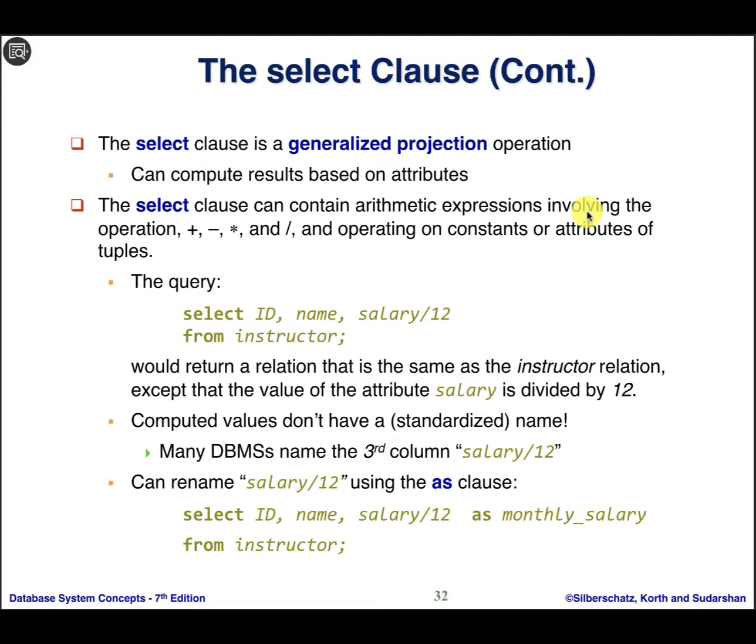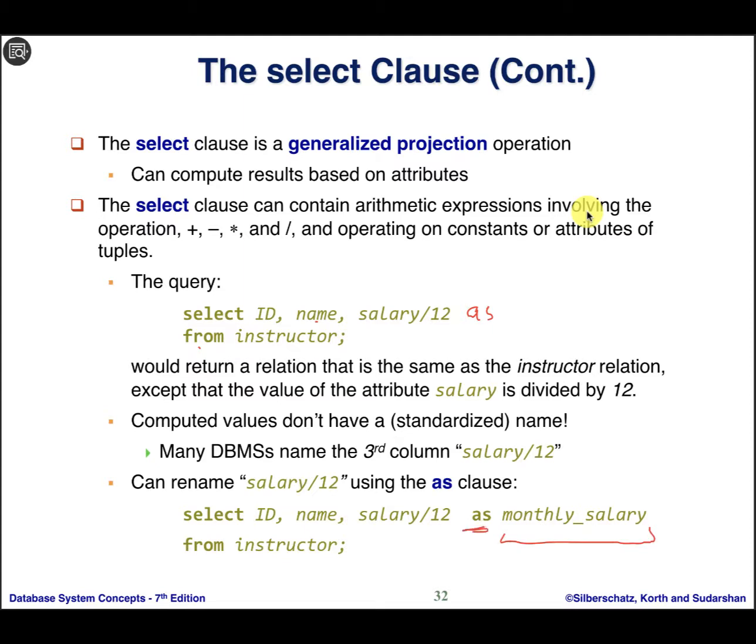So assume the data here that we have: ID and name for the instructor, of course. We do have a salary, and the salary is the annual salary. And I want to display the salary as the monthly salary. So how can you do that? Take the ID, name, salary divided by 12 from the instructor. And the name here, you can call this monthly salary. You can give the name.